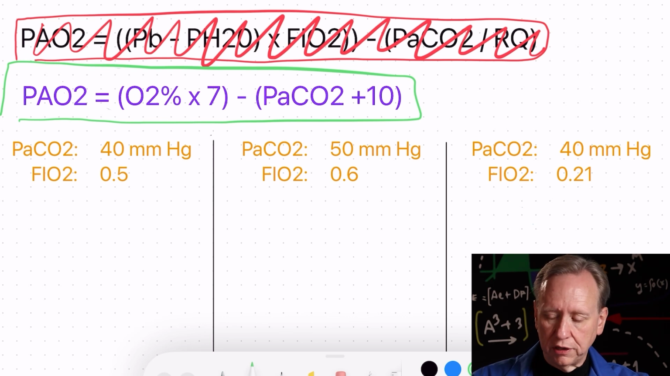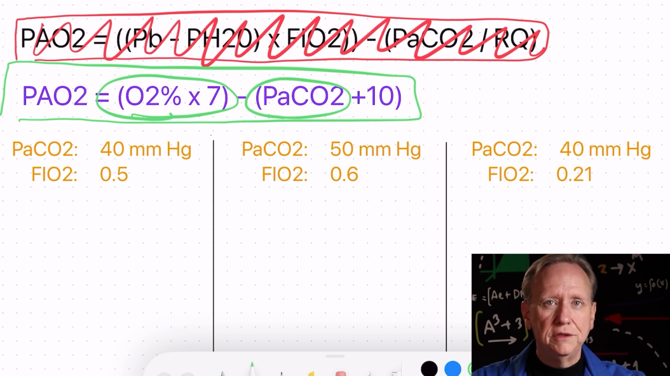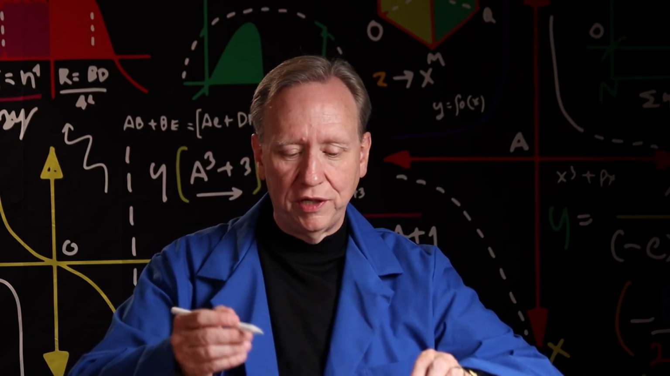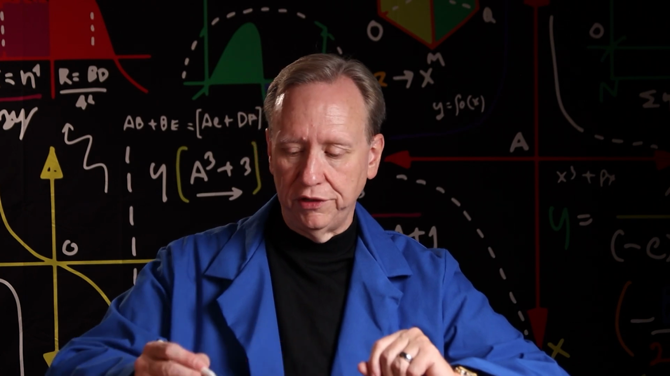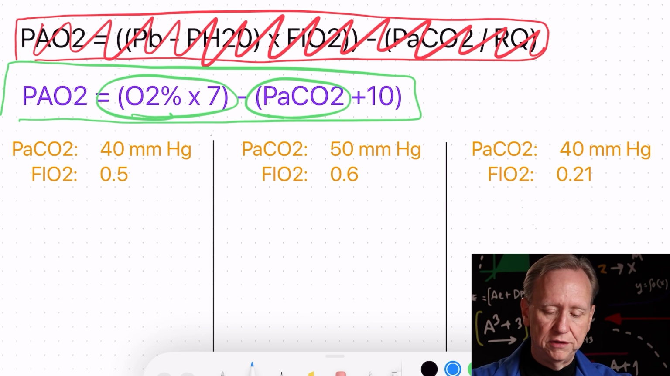When you look at the shortcut here very quickly, what you'll see is that all you really need to know is the oxygen percentage, and you need to know the CO2. And so when we do practice equations, that's all I really need to give you in order to do that. So let's take a look at some of these practice equations. Remember, I just need the CO2 and the FiO2, and I can do the shortcut for the calculations. And that's what we're going to do right now.